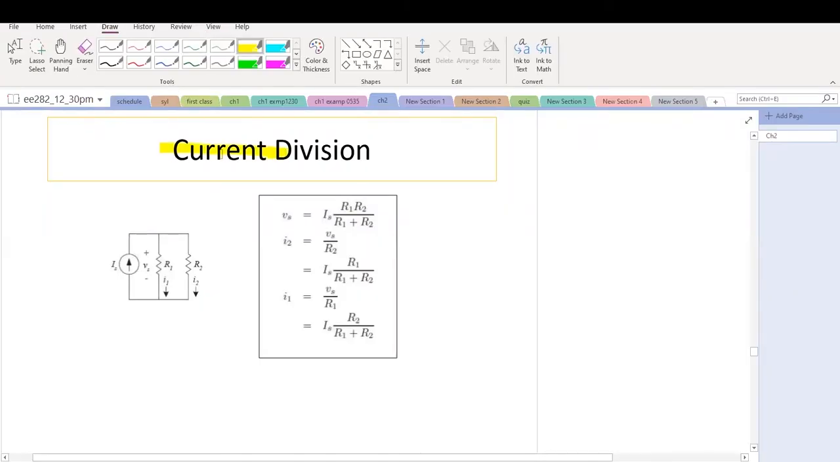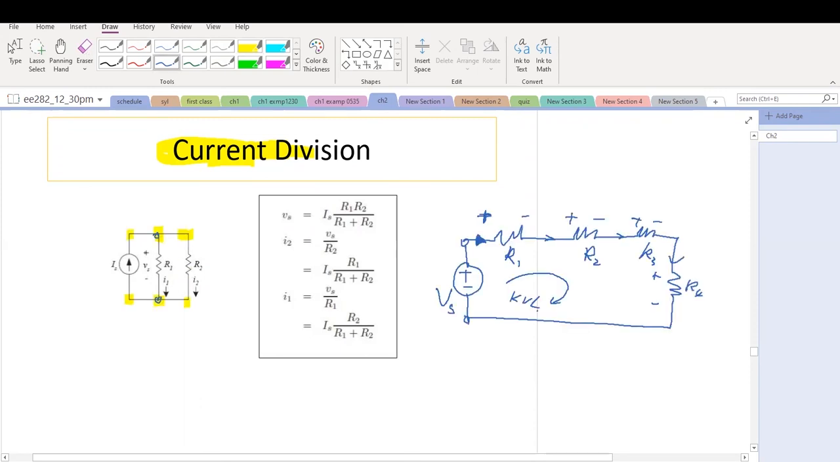Next, let's look at current division. Previously we talked about voltage division, where all elements are in series connection. Here, when we talk about current division, everything is in parallel connection. The voltage across R1 and R2 is the same; we call it small vs. Vs equals what? The current multiplied by this resistance. What is this resistance? R1 and R2 are in parallel.